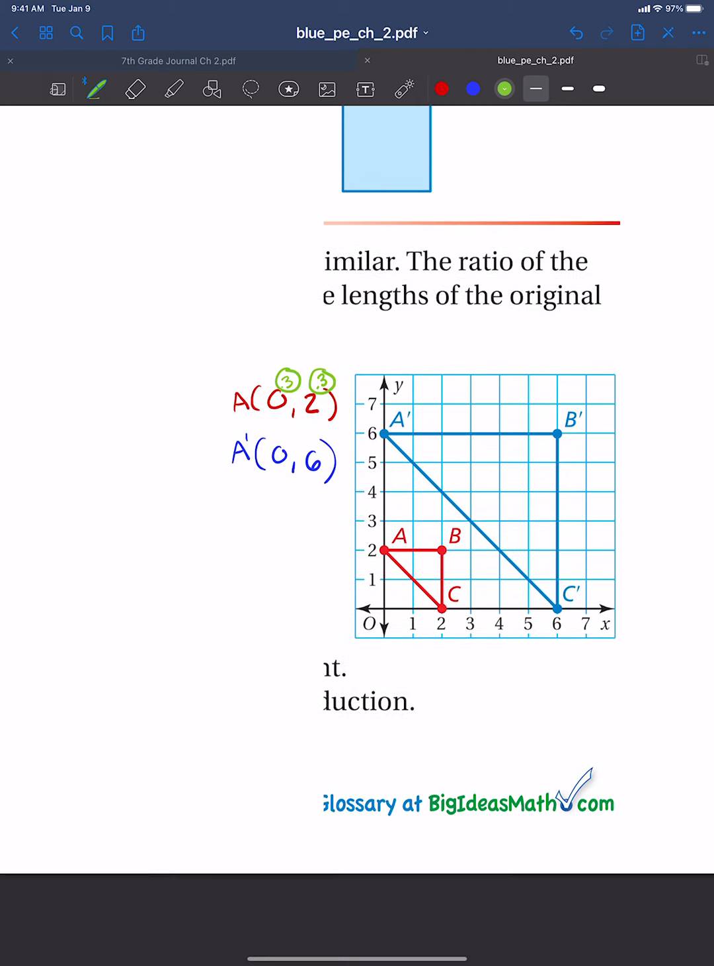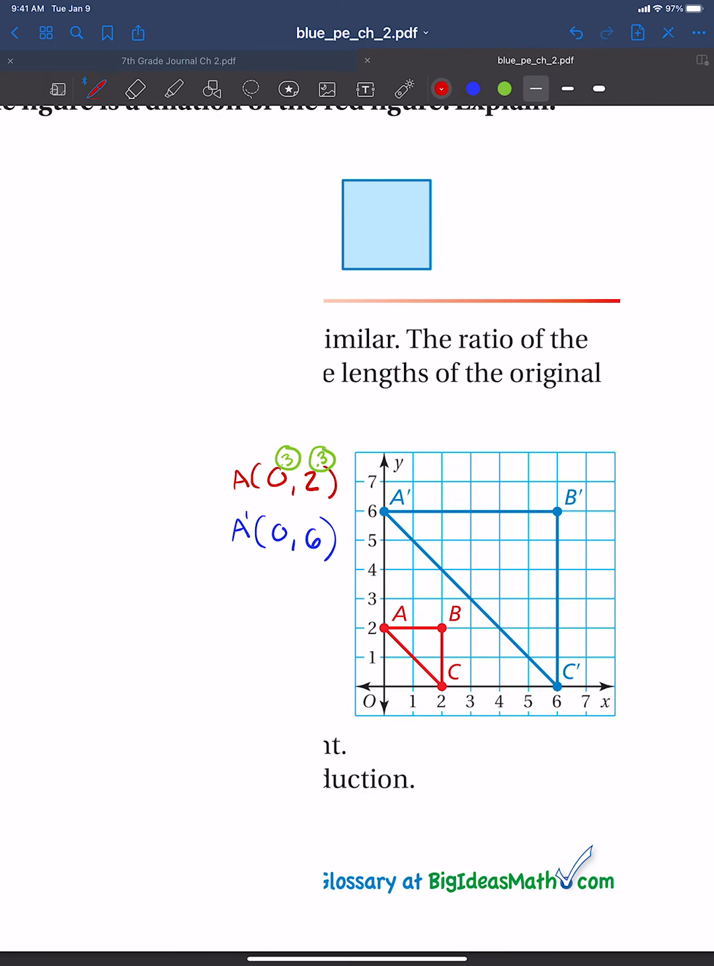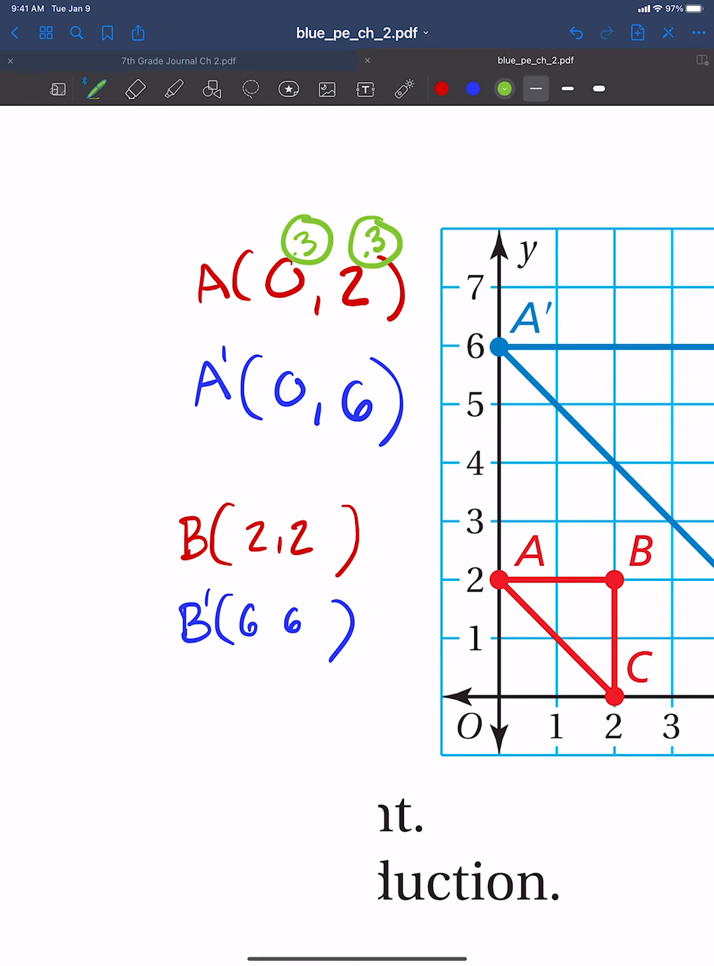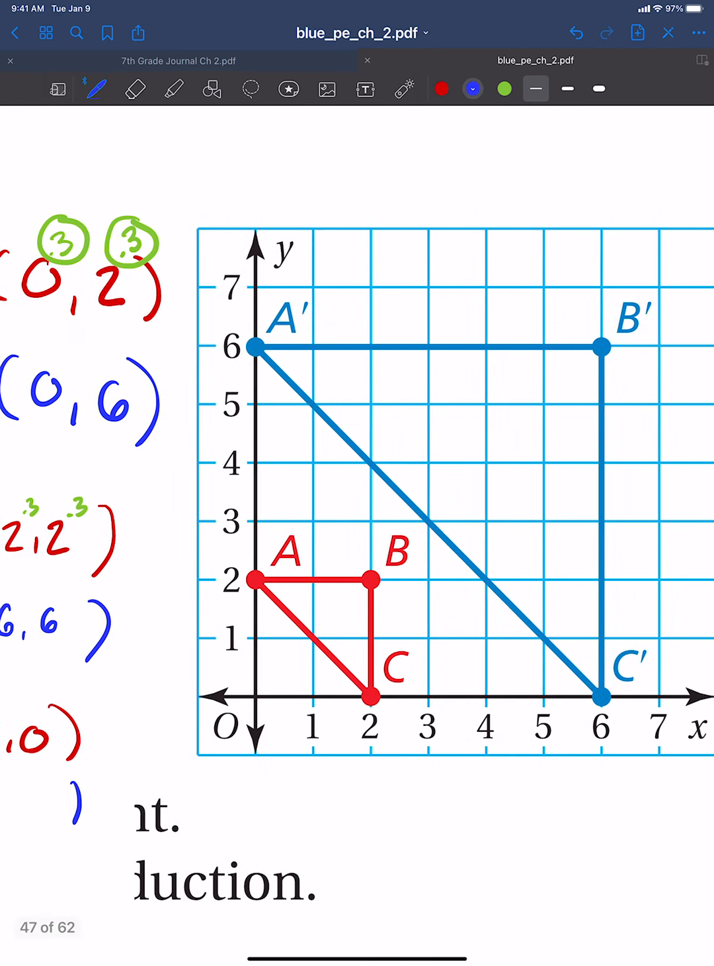Now we only did 1 point, but this will work for every point. For example, B is (2, 2), and then B prime is (6, 6). Did I multiply my original by 3 to get 6 and 6? Yes, I did. Okay, let's check C, make sure it works. C is (2, 0), and C prime is (6, 0).